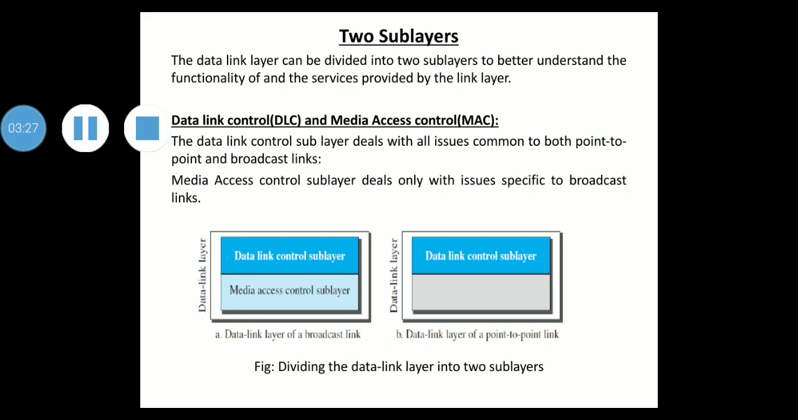This diagram shows how the data link layer is divided into two sublayers. Figure A shows the data link layer of a broadcast link, whereas figure B shows the data link layer of a point to point link. You can see the data link control sublayer and media access control sublayer in the broadcast link, whereas only the data link control sublayer is in the point to point link. Is it clear?